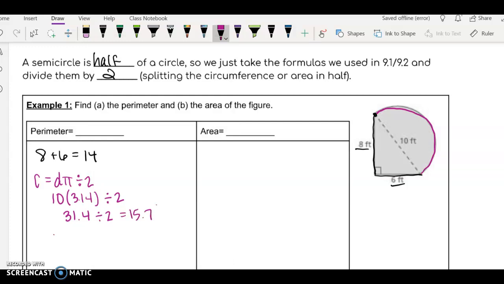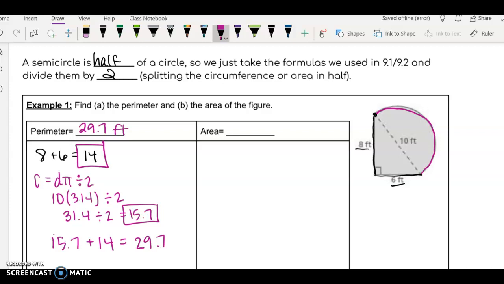Now I'm going to take this 15.7 and this 14, and add them together. So 15.7 plus 14 equals 29.7. And then don't forget your labels. We are using feet, so I'm just going to attach FT, which stands for feet, next to that. So the perimeter of my composite figure is 29.7 feet.